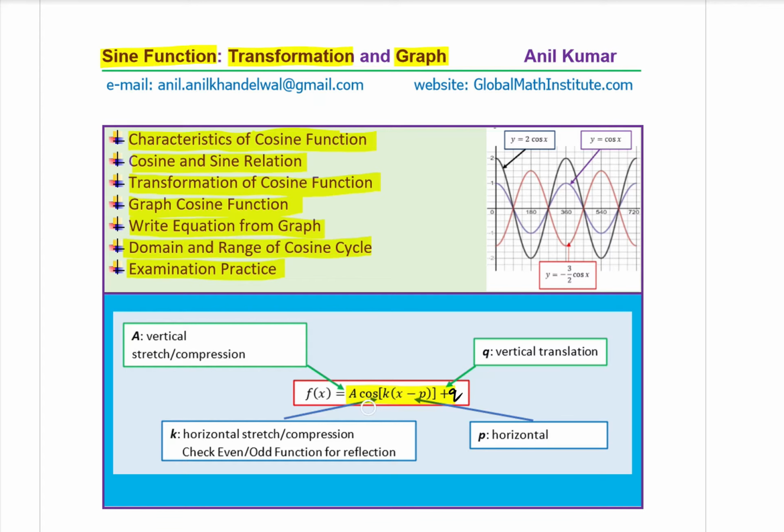The value of k represents the horizontal stretch or compression. It provides you with the period of the graph also. K is related with period as 360 degrees divided by the value of period. If you're working in radians, in that case, it'd be 2 pi divided by the period.